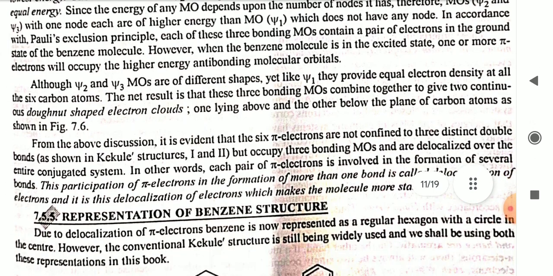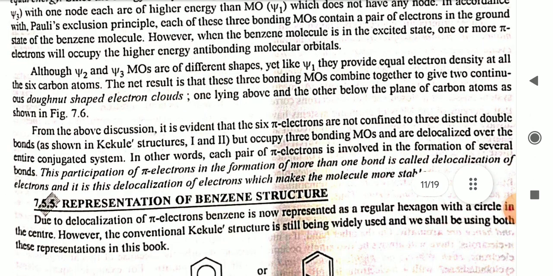From the above discussion, it is evident that the six pi electrons are not confined to three distinct double bonds as shown in Kekule structures first and second, but occupy three bonding MOs and are delocalized over the entire conjugated system. In other words, each pair of pi electrons is involved in the formation of several bonds. This participation of a pi bond in the formation of more than one bond is called delocalization of an electron, and it is this delocalization of an electron which makes the molecule more stable.